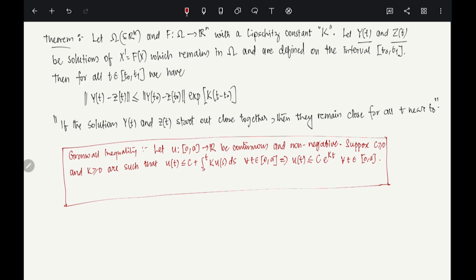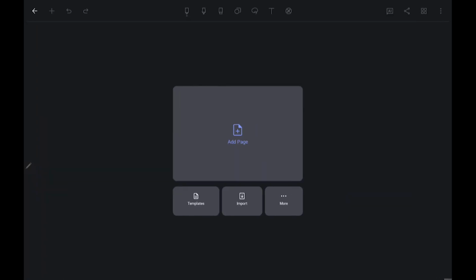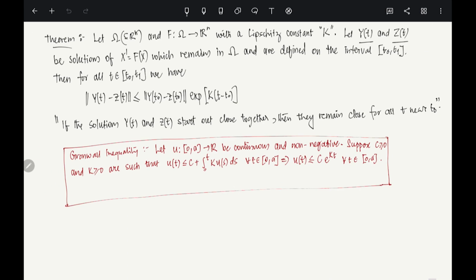Now let's look at the proof of the continuous dependence theorem. It's very simple actually, and please remember the trick, because we are going to use it in a lot of places. Here I have to show that this quantity is less than or equal to this quantity evaluated at the point t0 times some exponential. So if I can show that this constant is nothing but y(t0) minus z(t0), then I am more or less done.